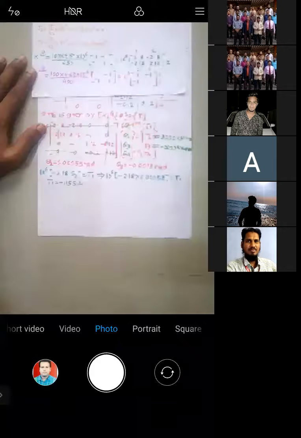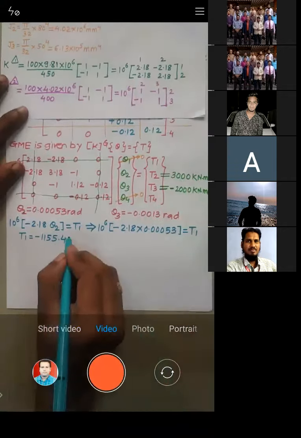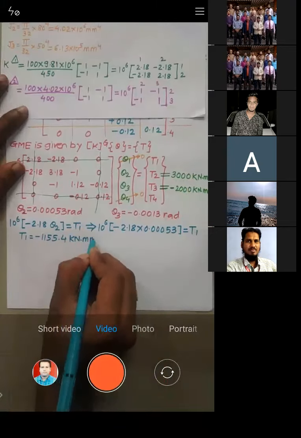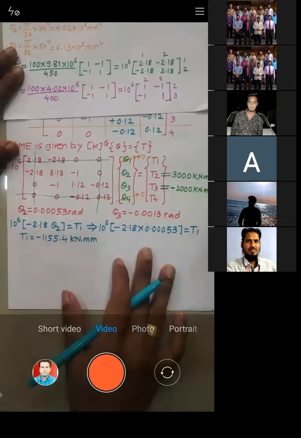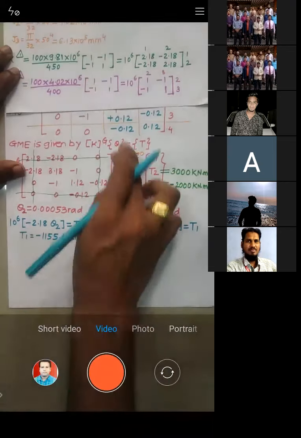And its unit? What will be the unit? It will obviously be the same as this T2 or T3. This is kilonewton mm. Now let's do it for T4. How will you get T4? Last row and this column, right?